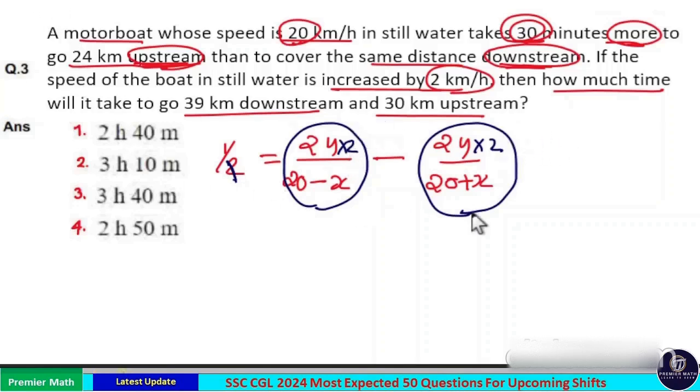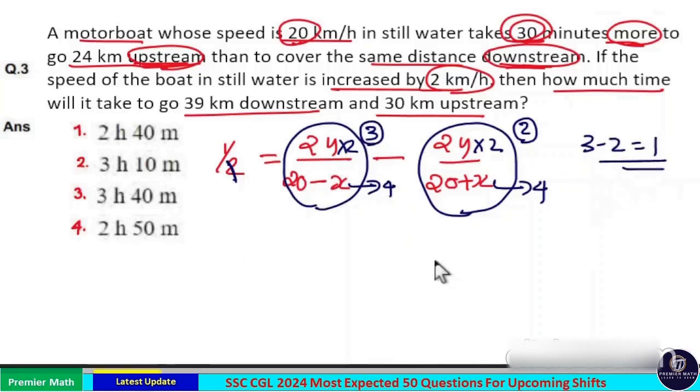So let's check for the answer. Here if I take x as 4, this is 48 over 20 plus x. So 48 by 24 is 2. So this term will become 2. Same way here, if I put x as 4, 20 minus 4 is equal to 16. 16 goes 3 times in 48. So 3 minus 2 is equal to 1. So the equation is balanced. In that case x is equal to 4.